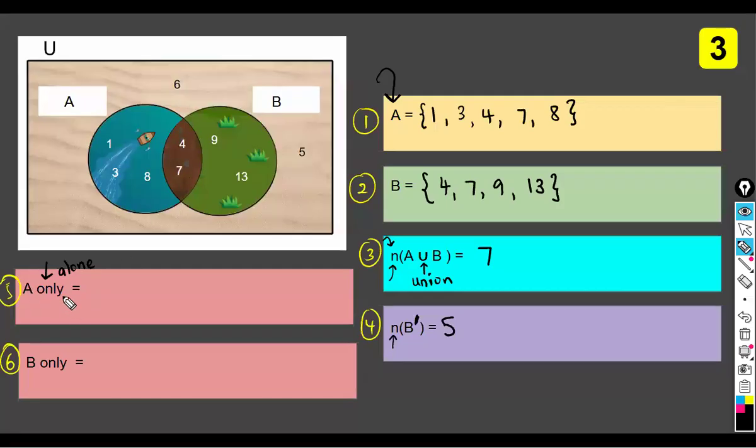But if they ask you who is A alone, they're only talking about the water region. It looks like a kind of cookie bite, like somebody took a bite out of the cookie. So A only, because they use the word only, you do not include the mud. The answer will be 1, 3, and 8. And if they said B only, well, it's the same concept. B only is not the 4 and the 7. It's just the green part. B only, because they use the word only, is 9 and 13.